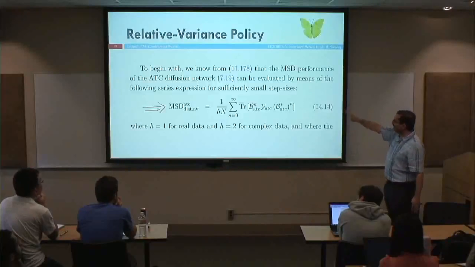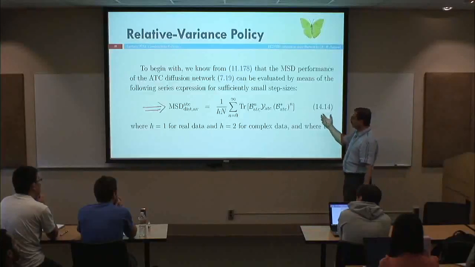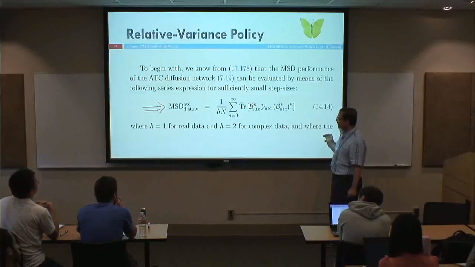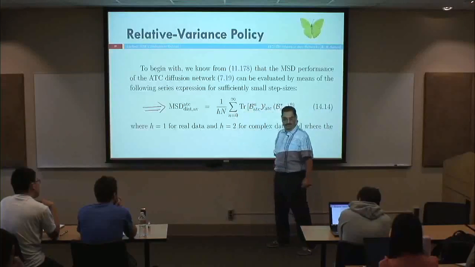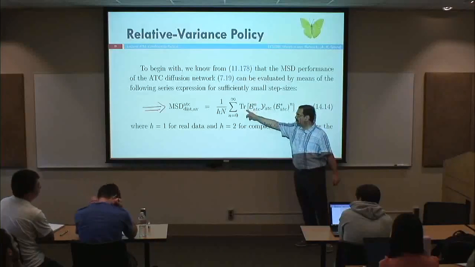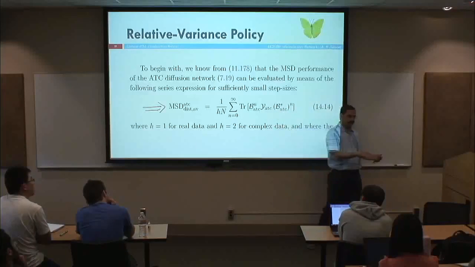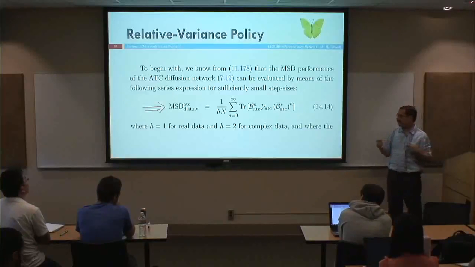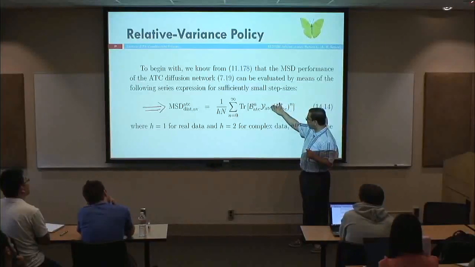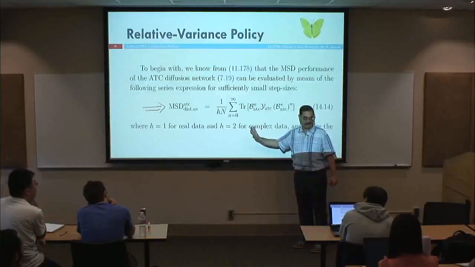I'm doing the analysis here for ATC, but similar results will hold for CTA or consensus. So this is a similar, more general expression for the MSD: 1 over the number of nodes, H is 1 or 2, it doesn't really matter, and then you have a series, trace of B times B star. These quantities depend on the dynamics, which I'm going to list on the next page. But what I want to emphasize is that if I take this expression, I can simplify it, and I did this calculation before, and you get the previous first order expression.